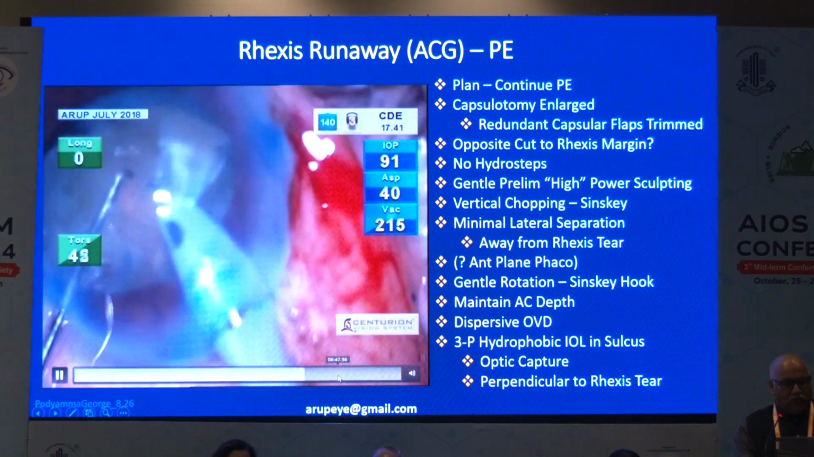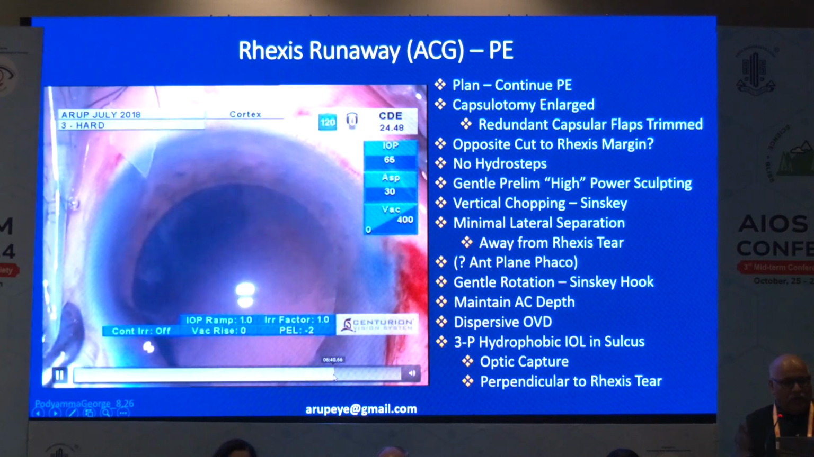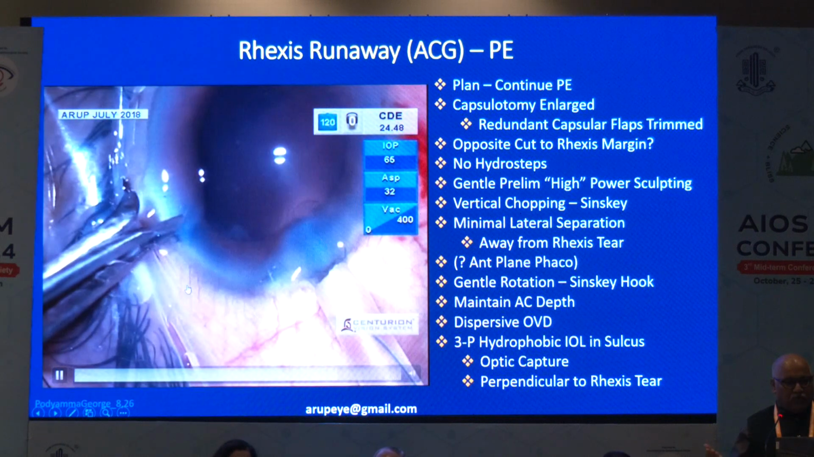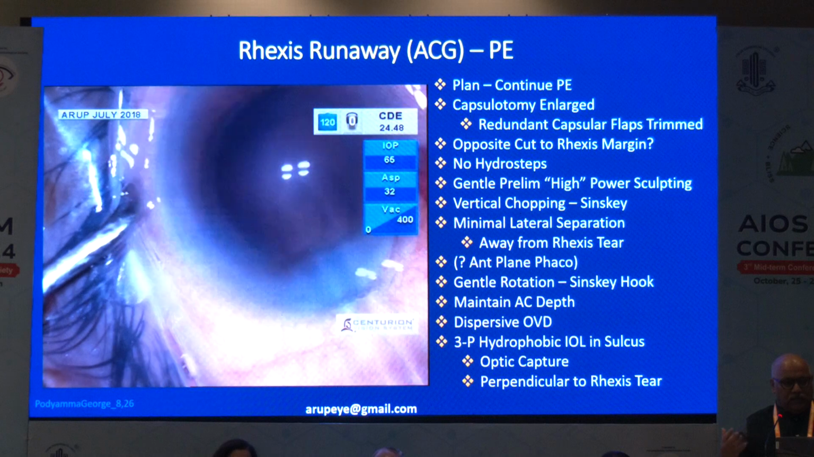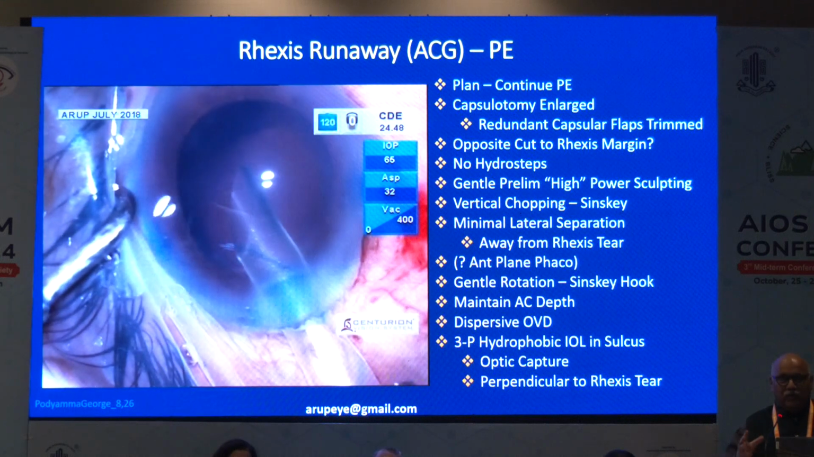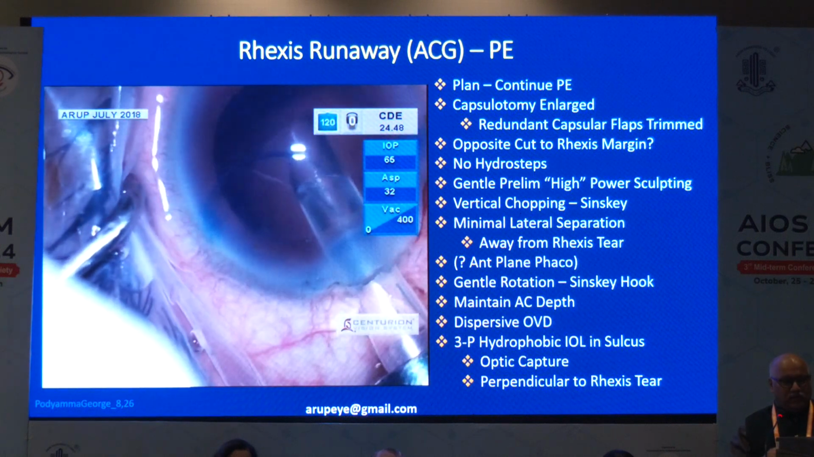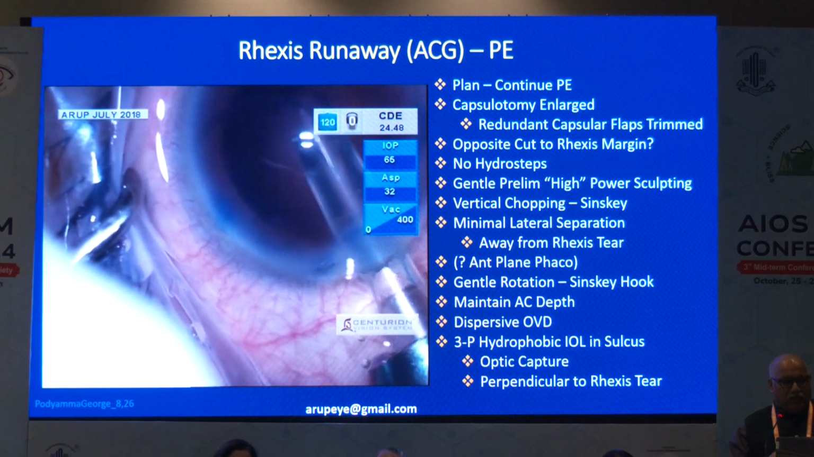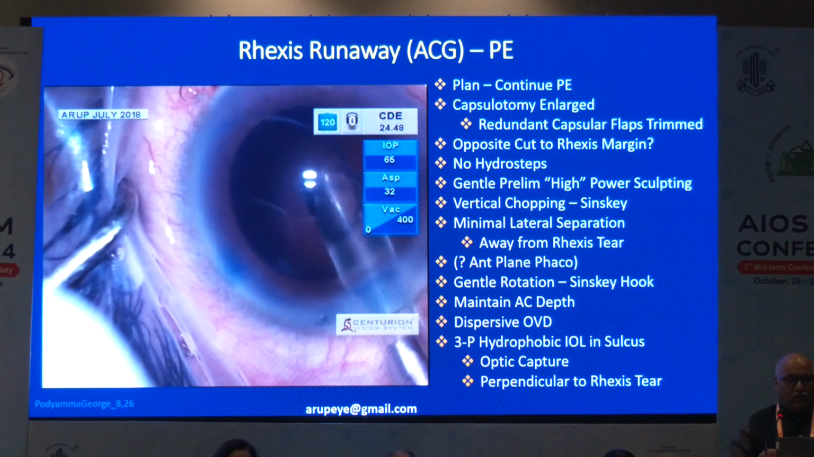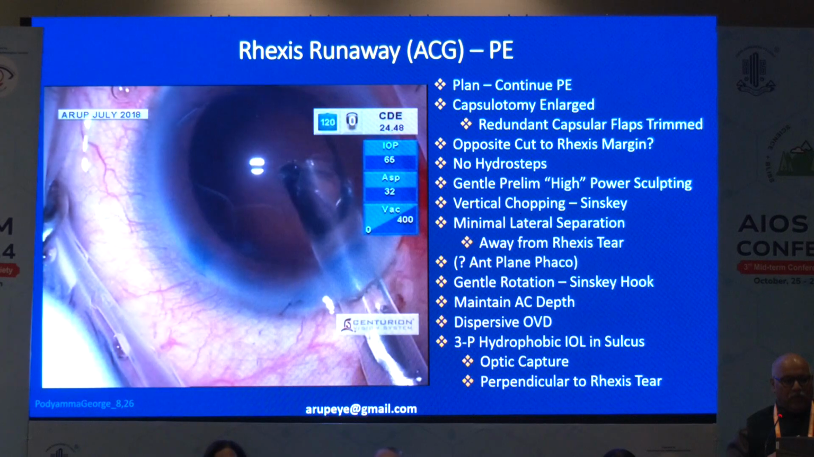So a phaco chop was done, and at the end of it, this is important. Now my rexis tear has happened superiorly. So I changed my plan from a single piece lens to a 3-piece hydrophobic acrylic lens. When the leading haptic comes out, the way the hand moves, invariably there is some amount of manipulation that happens superiorly, and here is where the rexis tear is. So I have to ensure that the leading haptic goes in front of the capsule. Otherwise, there will be more stress to the capsular bag and chances for enlargement.